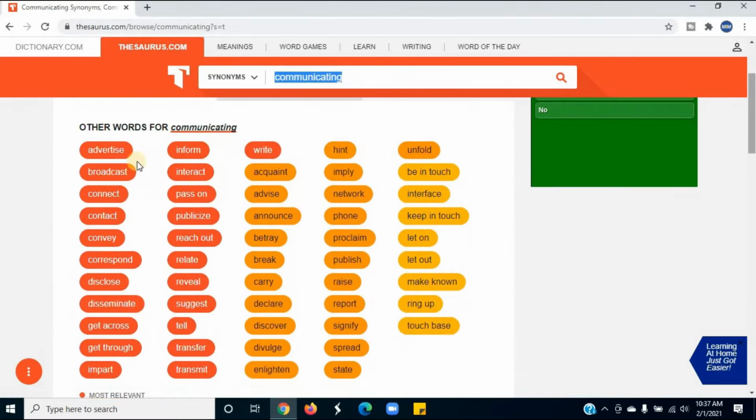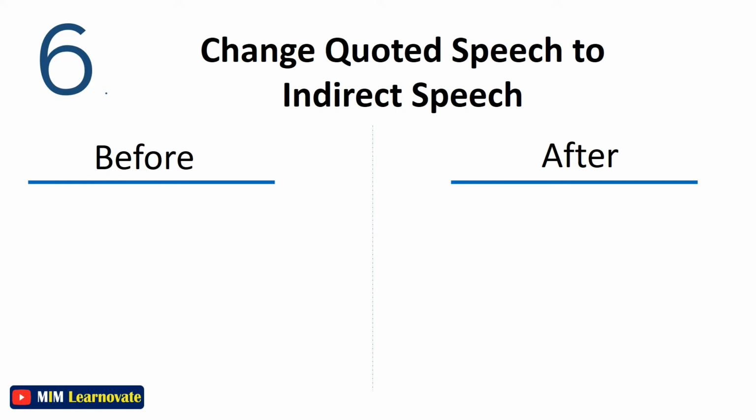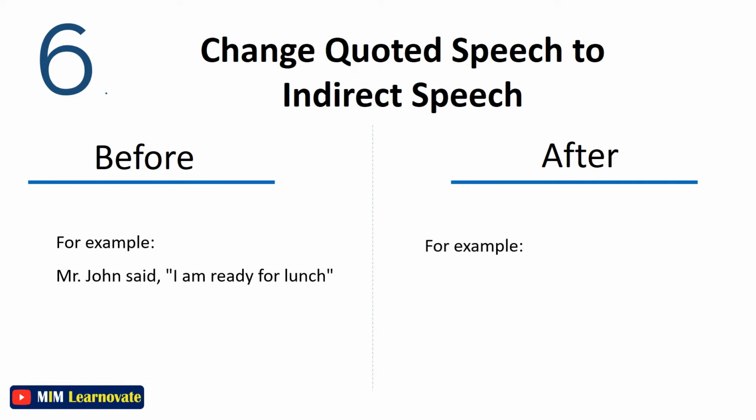Tip number 6. Change from quoted speech to indirect speech. For example, Mr. John said, I am ready for lunch. It can be written as, Mr. John said that he was ready for lunch.